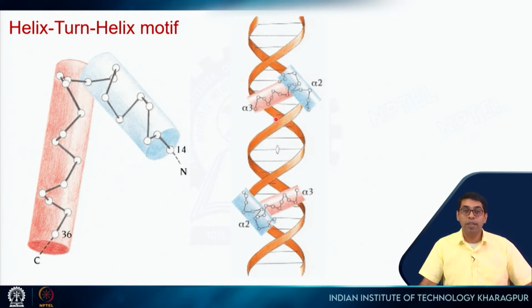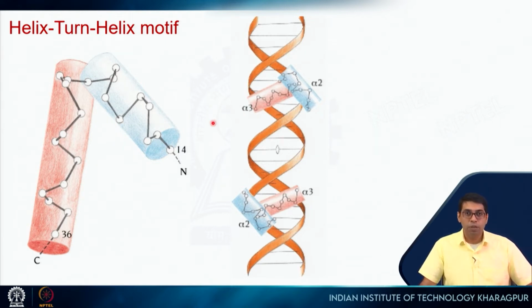It can interact with the sugar and the phosphate group, which will give it non-specific interactions, but of course contribute to the binding affinity. And some of the side chains will also interact with the nitrogenous bases, which will give it the specificity towards that particular sequence.